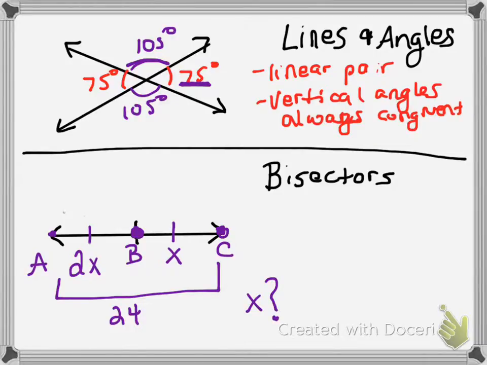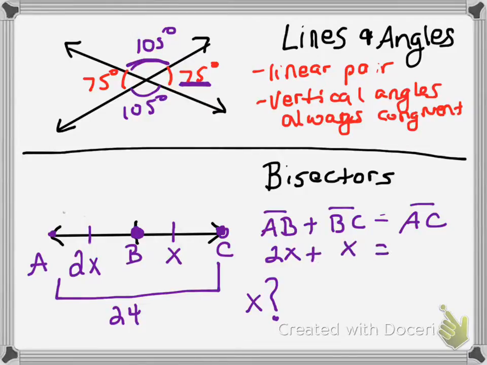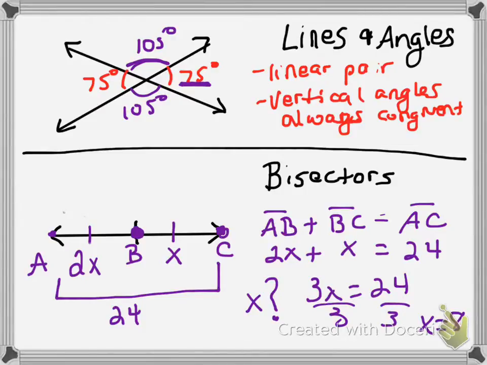You know that if you take AB plus BC, it's going to have to be equal to AC. AB, we know, is 2x, BC is x, and AC is 24. Now we have just a straight algebra problem. 3x equals 24, divide by 3, x equals 8. If you're asked for the distance, we know that BC is 8. What is AB? AB is 2 times x. 2 times 8 is 16.